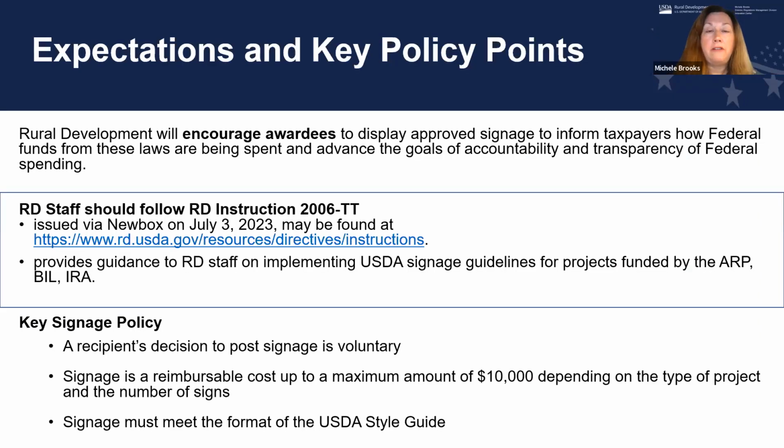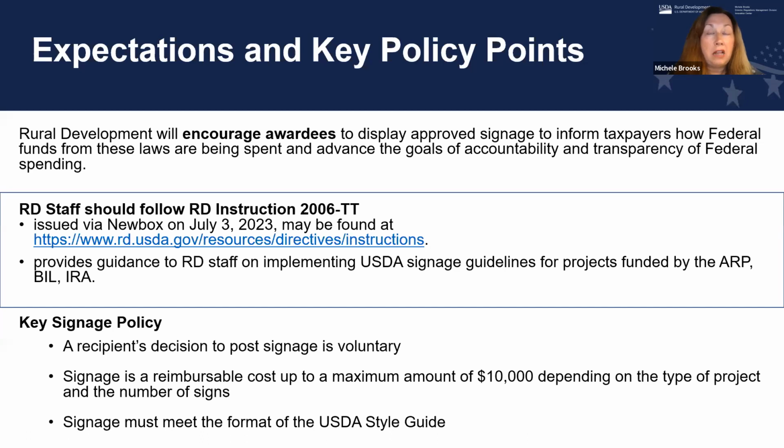Thank you, Stephanie. Good afternoon, everyone. The RD Instruction 2006 TT, which was issued on July 3rd, 2023, and updated on July 12th, 2023, provides all of the basic information regarding roles and responsibilities for implementation of the voluntary signage policy. It supplements the USDA's Investing in America signage guidelines for signs displayed at these project sites. Just a reminder, if you had downloaded the earlier version of the instruction, please be sure to go back to the RD website and download the most recent version. It was also sent out by Newsbox on July 12th. So we want to make sure everyone is using the most current version.